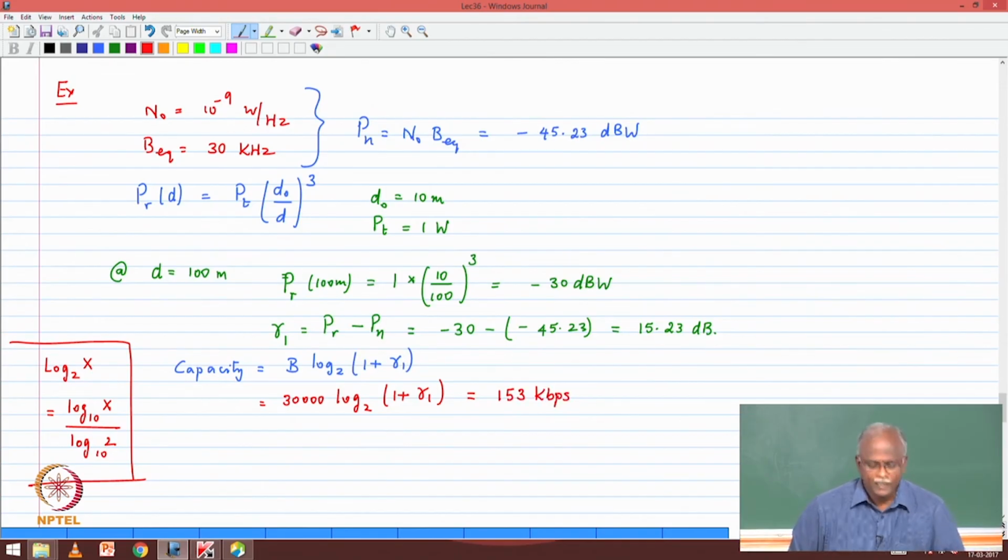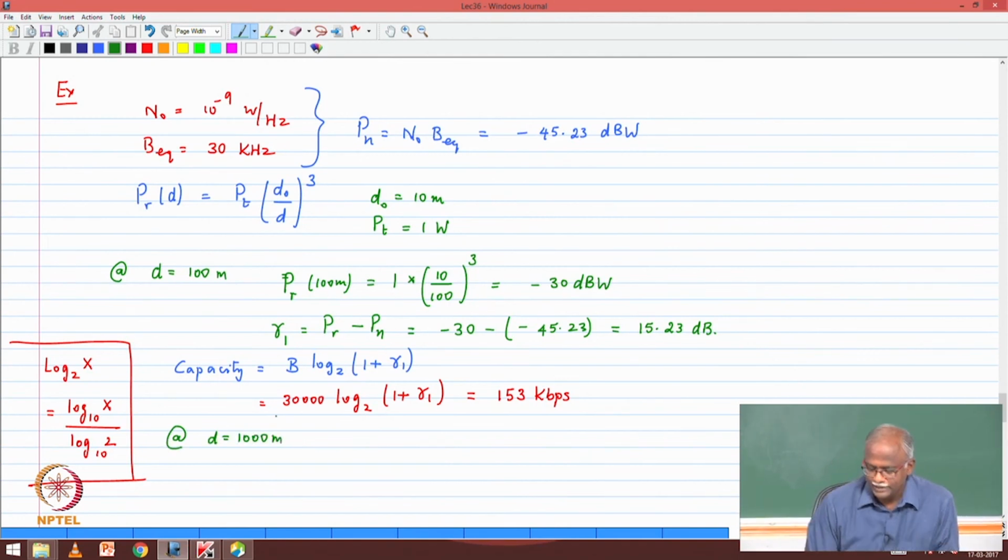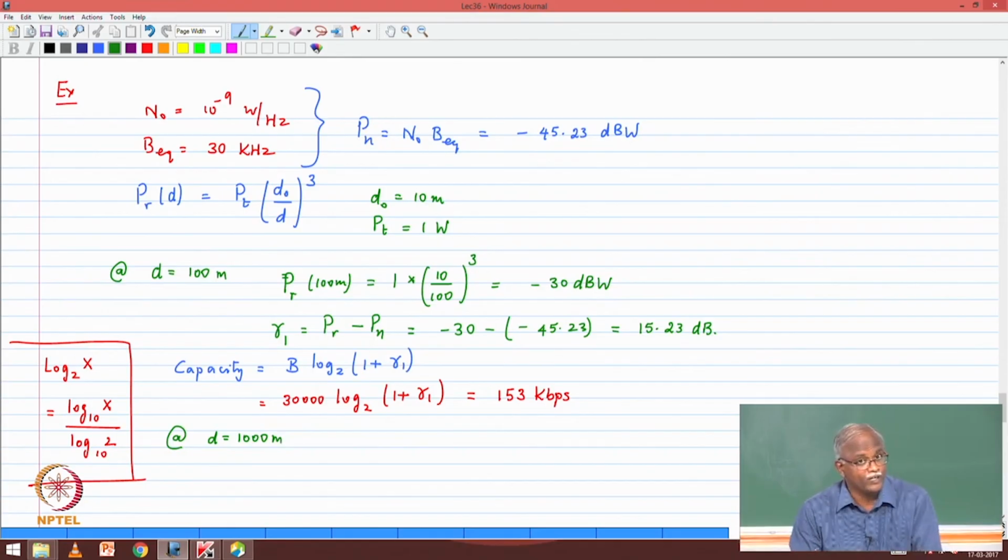Now why are we spending so much time on this? For the following simple reason. Supposing I moved my receiver to a distance of 1 kilometer, 1000 meters. Basically from 100 meters I moved it to 1000. I am transmitting with 1 watt, right? I am not transmitting with low power. So now calculate the capacity.